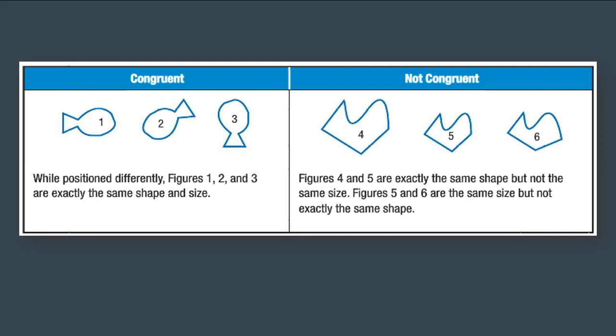Alright, so let's go over the difference between congruent and non-congruent. As you see here in the congruent box, all these are shapes that are the same shape and the same size. They look a little different, but if we were to cut them out and place them on top of each other, they would match up perfectly. However, if we look over here and do the same thing, they would not line up because they are not the same size, and they are not even the same shape.